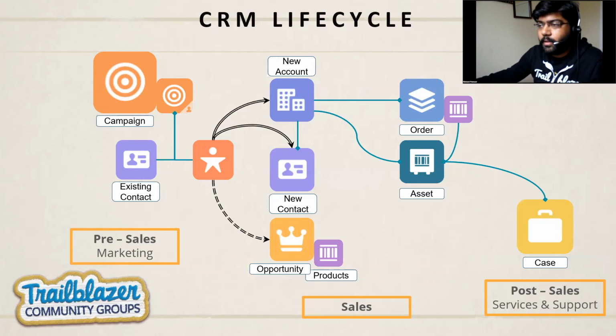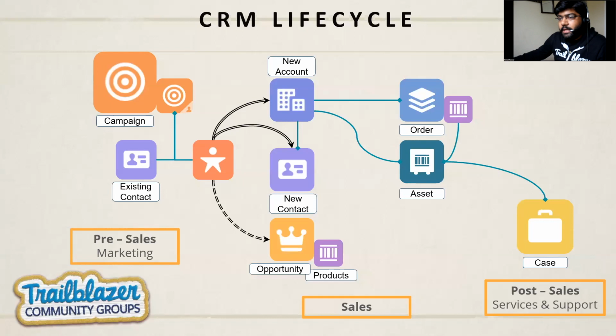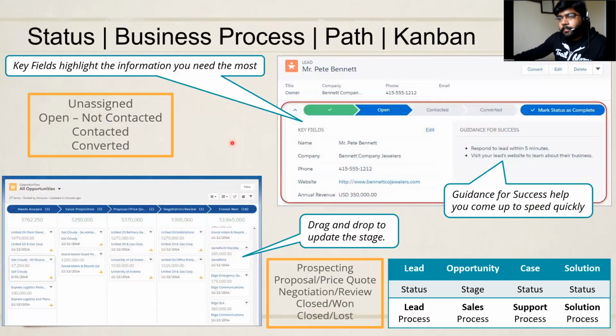Okay. So starting with the sales part of it, we'll talk about the lead and what are the business processes, what is sales path, what is Kanban. All these topics are from the syllabus, and we'll try to talk about it. So now you see on the lead, we can capture various statuses.